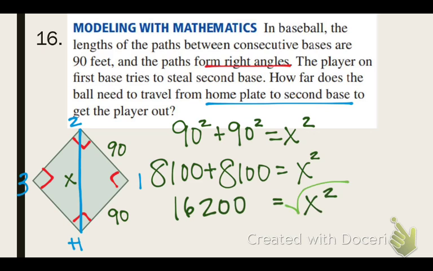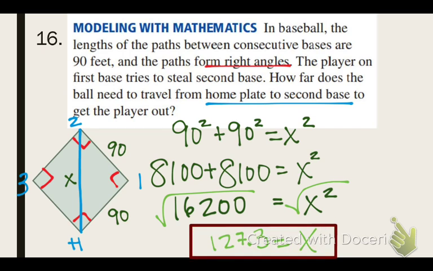Take the square root. We are going to round to the nearest tenth. 127.3. My baseball players earlier on today, they already knew it was 120, but that wasn't the exact answer. They're off by a little bit.